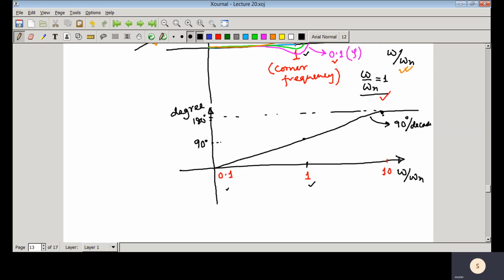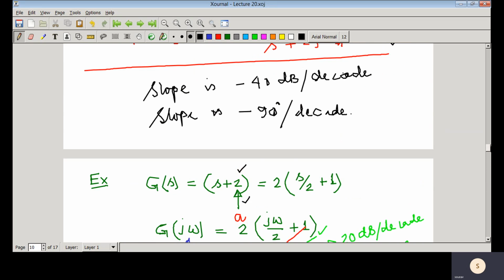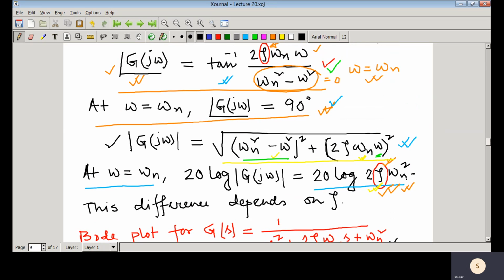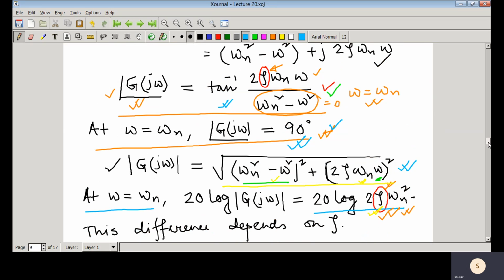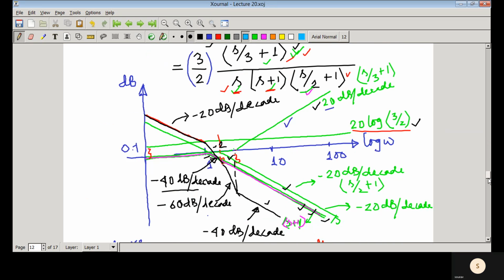Now what happens whenever zeta varies? Because we have seen that at ω equal to ω_n, that means at corner frequency, that angle remains always constant, that is 90 degree. It is independent of zeta. But whenever you move from that corner frequency, then you can see that the angle is a function of zeta.